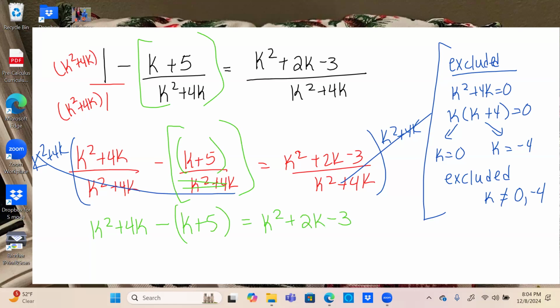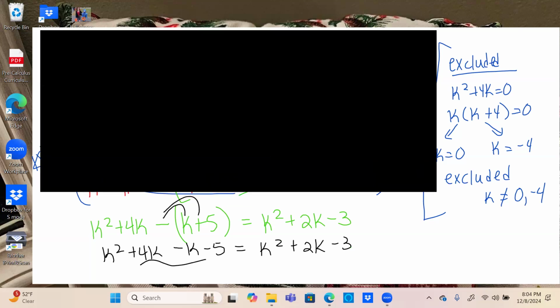Okay. So let's do that. Let's subtract that whole second part there. So that's going to be minus k minus 5. And now combining like terms right there. I'm going to go up on top of this first part. I'm in the pink in the top. So this is k squared, 4 minus 1. So that would be 3k minus 5.